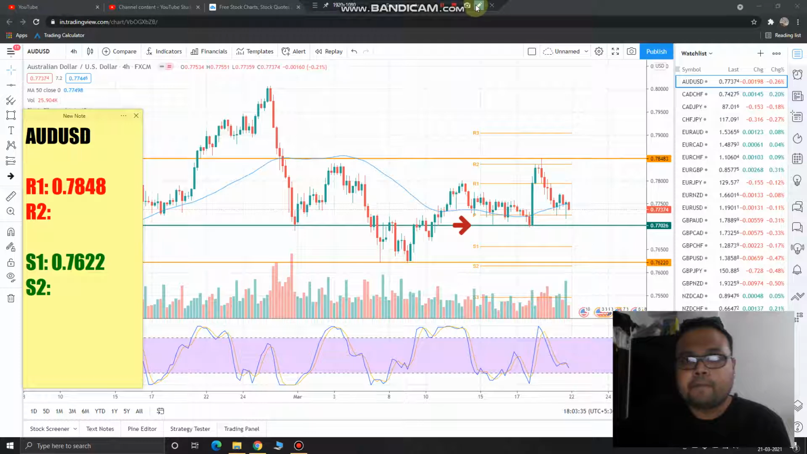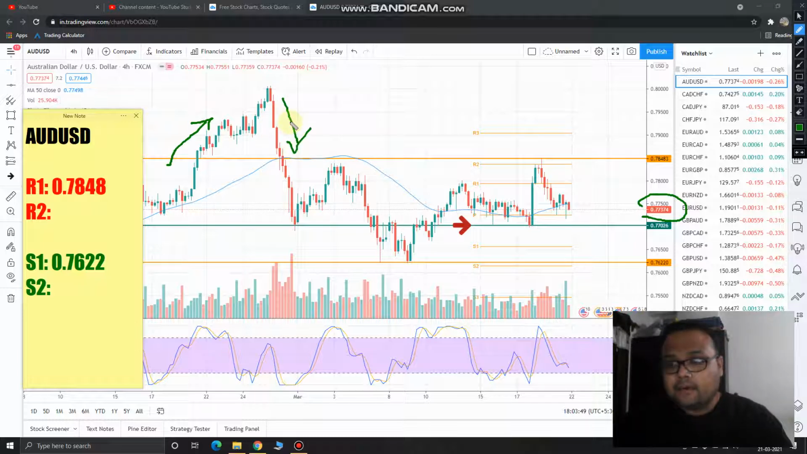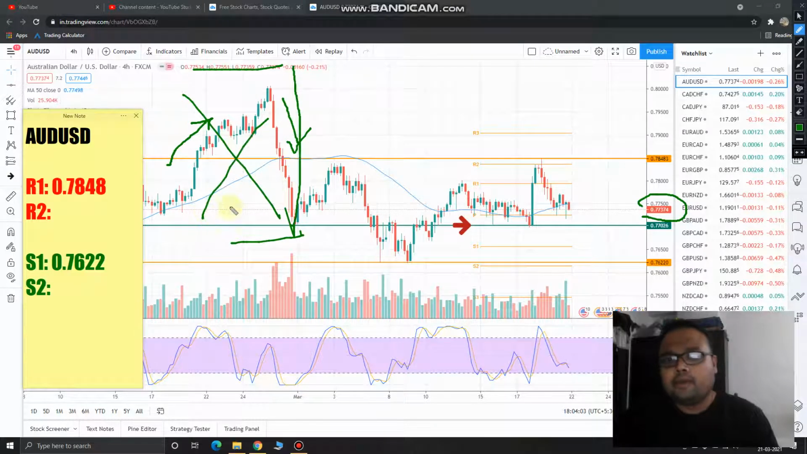Anyways, we can see that the current market price is 0.7737. Okay, this is the current market price, and you can see that market was in uptrend. Market made a big move, but market again fell. Market fell and took support here. Went up, down. If we keep aside this movement, then we can see that market is in a range again.